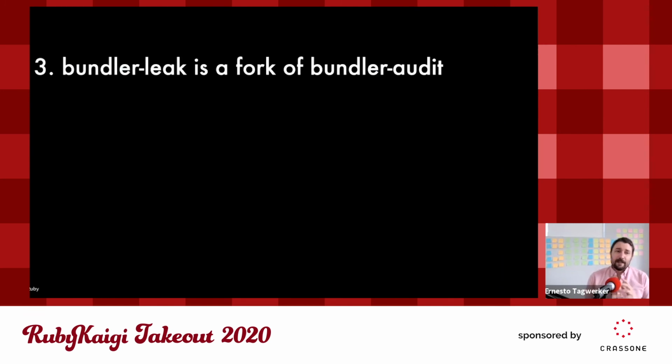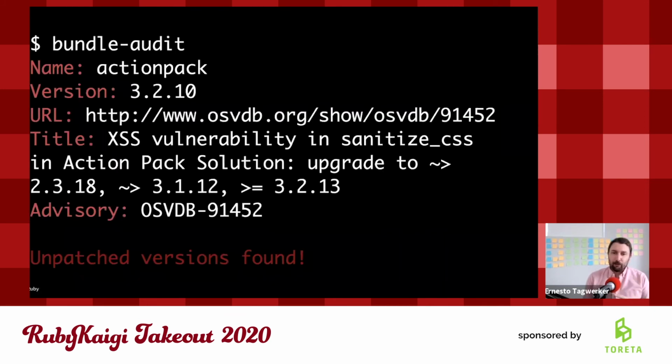Another thing is that Bundler Leak is a fork of Bundler Audit. If you're not familiar with Bundler Audit, it is a really cool tool that you can use to find problems related to security vulnerabilities. Bundler Audit will tell you whether you're using a vulnerable version of a Ruby gem or not, and it will tell you where you can find more information about it.